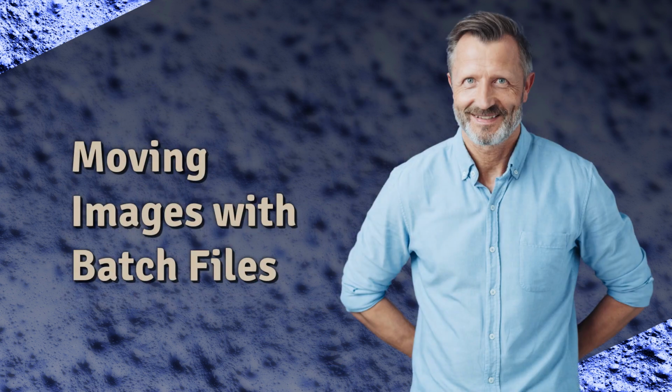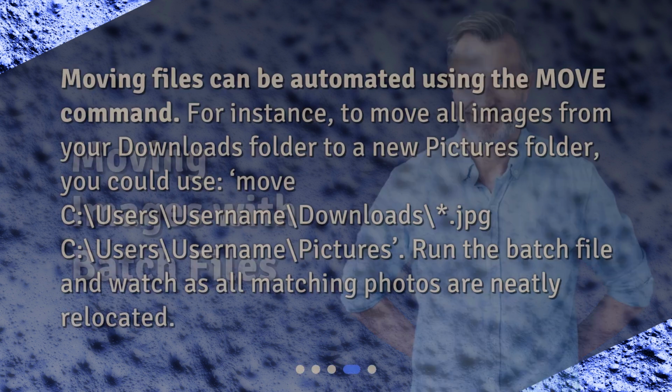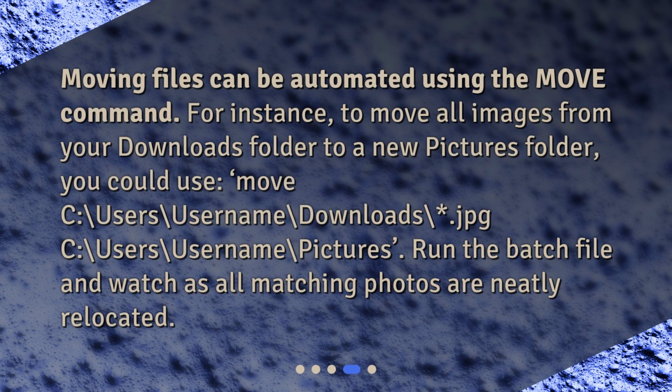Moving images with batch files. Moving files can be automated using the move command. For instance, to move all images from your Downloads folder to a new Pictures folder, you could use: move C:\Users\username\Downloads\*.jpeg C:\Users\username\Pictures. Run the batch file and watch as all matching photos are neatly relocated.